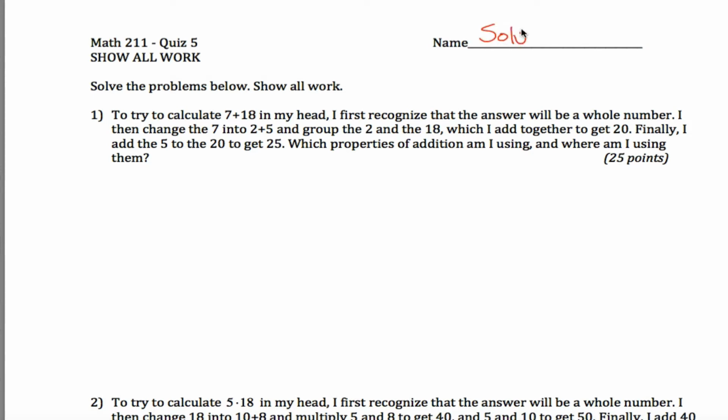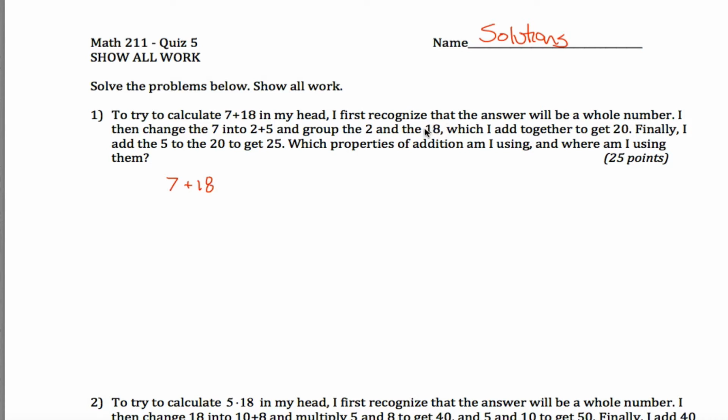All right, here's solutions for quiz 5 for Math 211. Bunch of problems here. Starts out with some, I guess we're talking about the different properties of addition in this first problem. It says to try to calculate 7 plus 18 in my head.